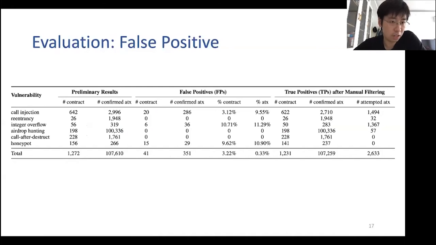Then we evaluate the false positive and false negative of our method. We manually evaluate the false positive rate of our method. We managed to do that because many contracts and transactions are exactly the same. Our false positive rate is very low. Only about 0.3% of the transactions we recognize are false positives. And we finally locate over 100,000 attacks. We filter the false positive results in the following measurement.